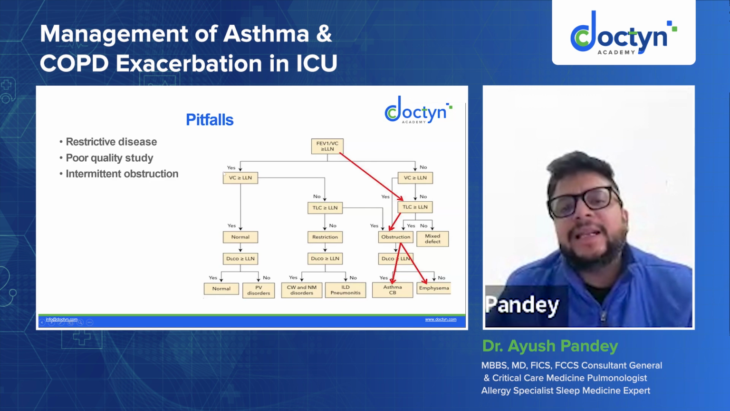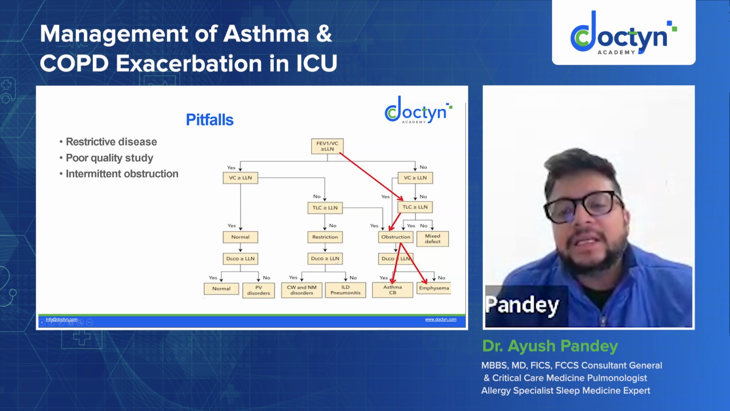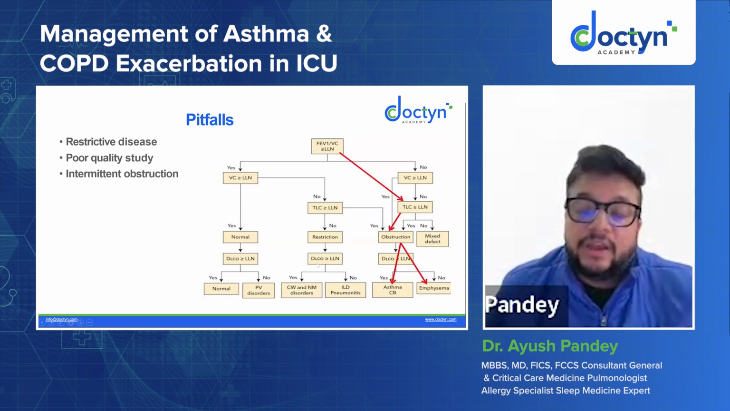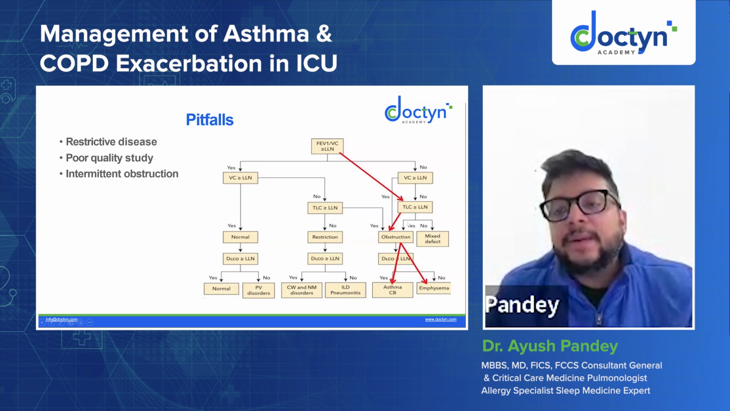If the vital capacity is less than the lower limit value, it can be a restrictive disease. You perform a DLCO, it can be either a neuromuscular or chest wall disorder. If no, it can be an ILD. And the same applies for this.